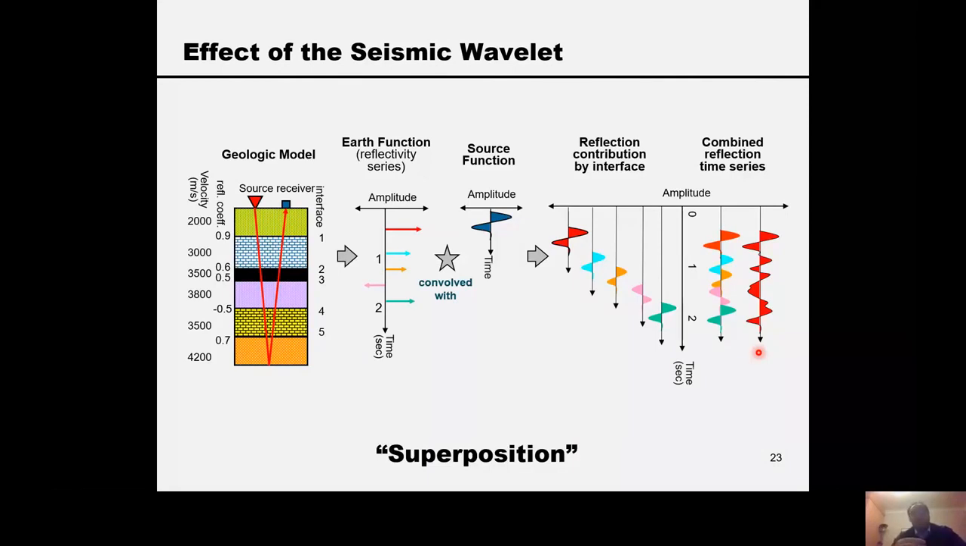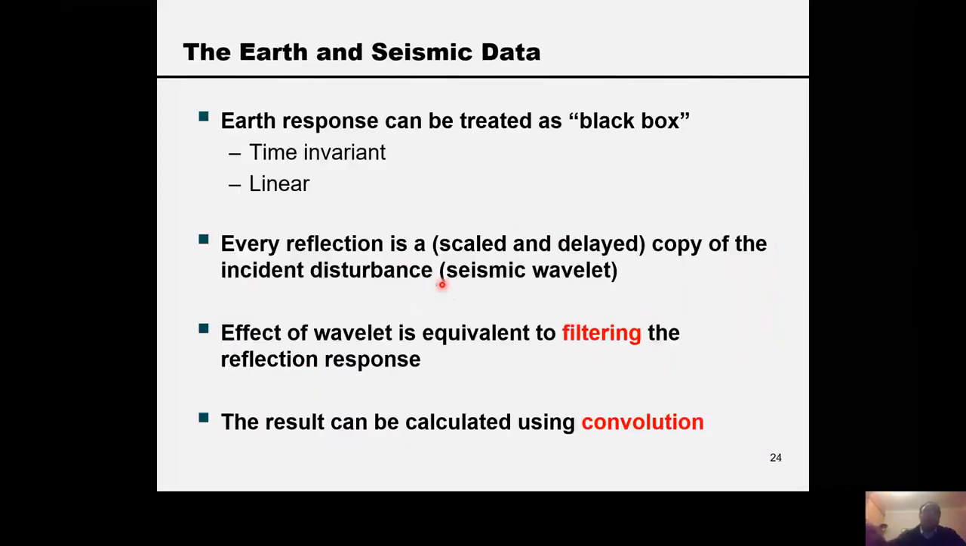The principle is called superposition, which means your seismogram is actually the sum of all these individual waveforms. You sum them together, the superposition. Mathematically, superposition is a convolution. We will talk about convolution in detail in the second session.